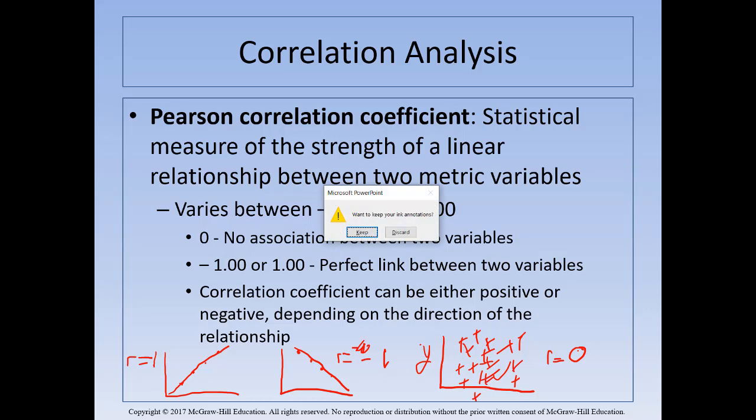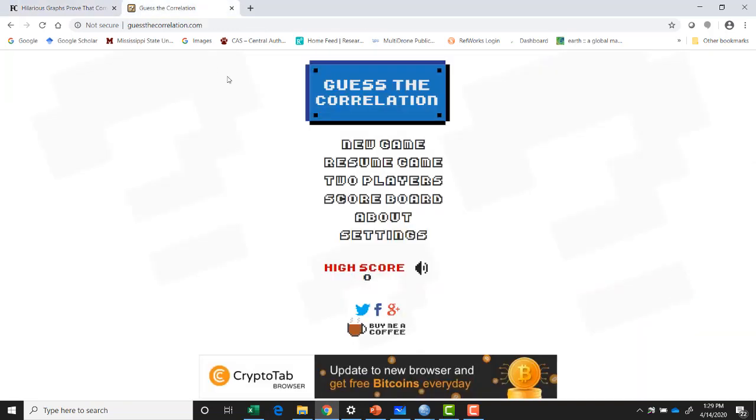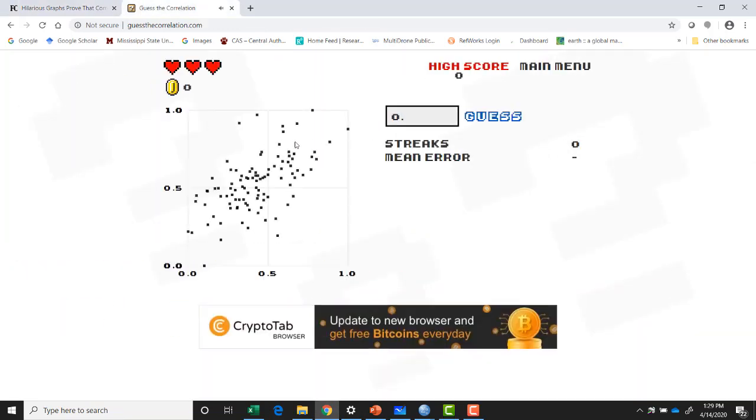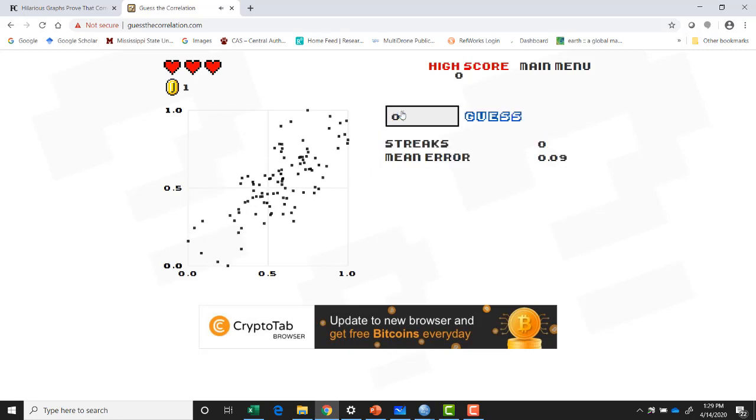Now, just to give you an idea, we'll discard that. This is kind of quite funny. There's a little game here where it actually shows you correlations and you've got to guess the correlation. So remember, perfectly positive is 1, perfectly negative is -1. So let me guess this. This looks like a moderate correlation. I'm going to say 0.5. And I got close enough. This is a reasonably positive correlation.